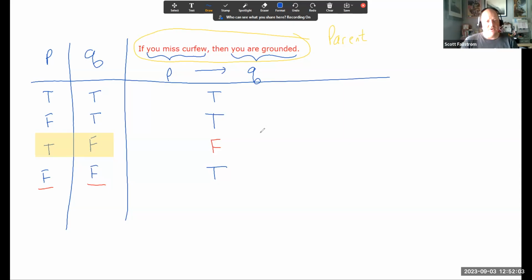So there is one situation where the original statement is false. And for every conditional statement, there is one way that it's false. You have to meet the condition and fail the conclusion. Okay.